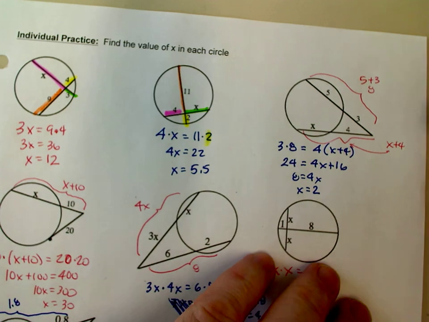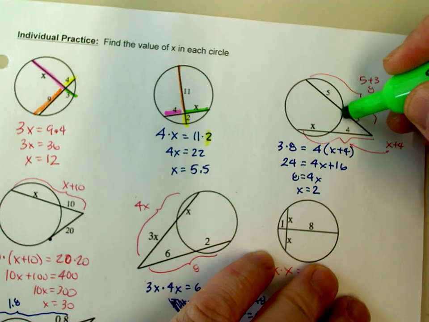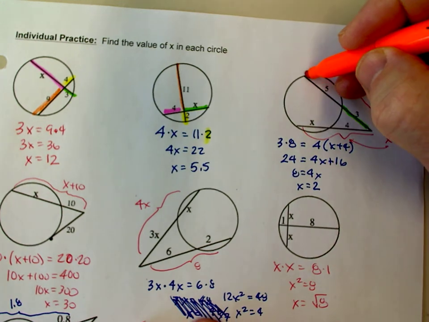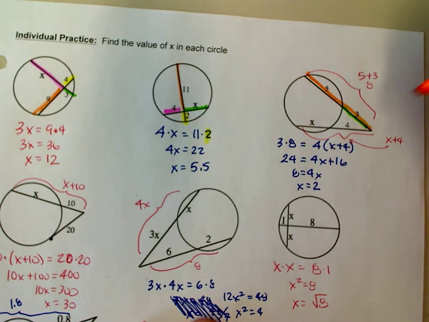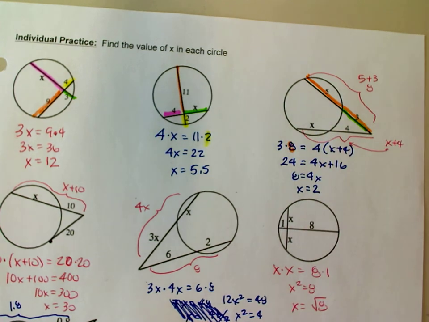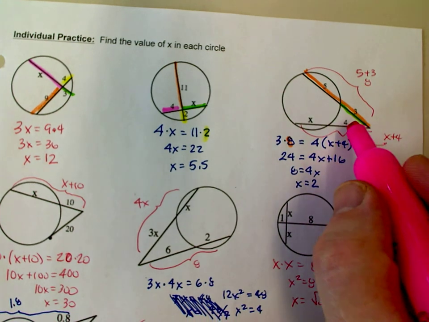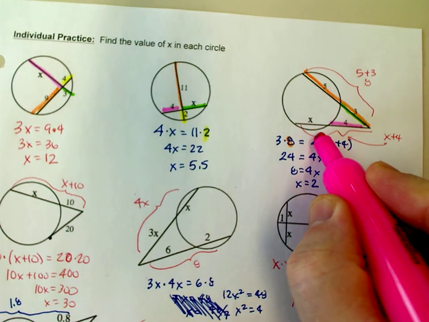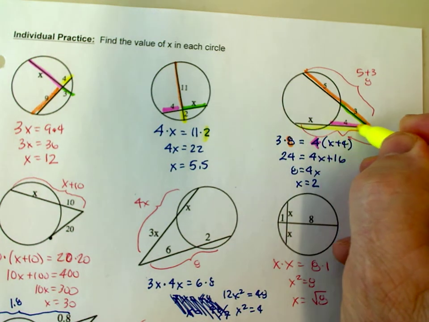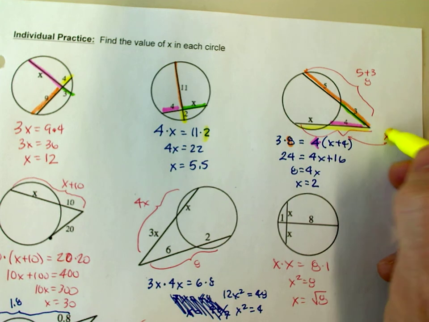Next one. This is a case where we have a part that's on the outside. The 3 times the total. The total is 8 because it's 5 plus 3. That's where this 8 comes from. On the second secant, the part that's outside is 4. The total is going to be x plus 4. That's the total of that.